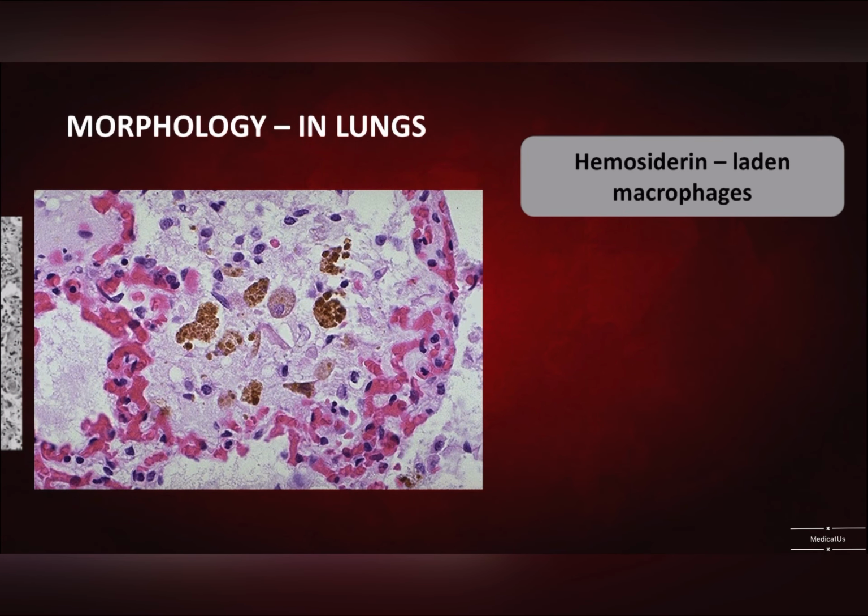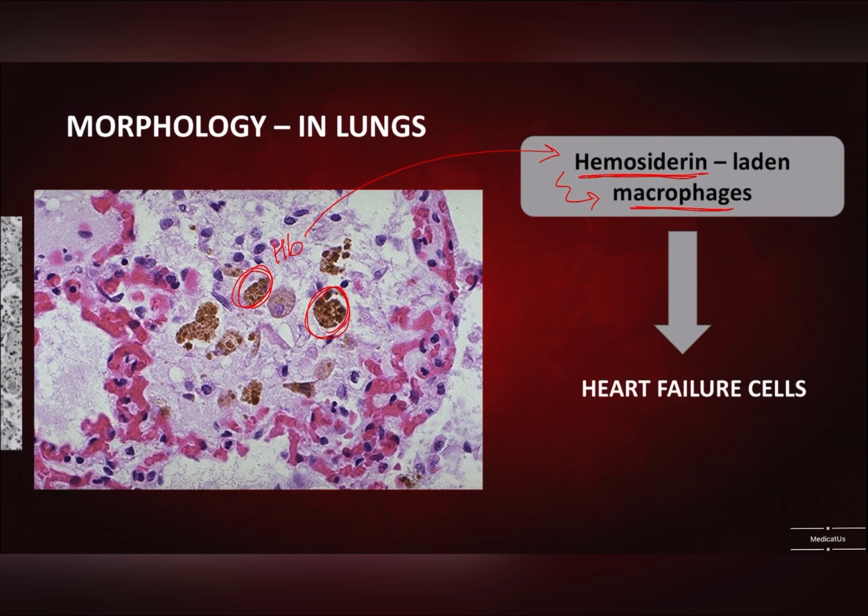In this morphological picture of alveoli, we can notice that there is fluid or blood accumulation, and the hemoglobin released from here will be stored in the form of hemosiderin. This hemosiderin acts as food for macrophages, which will attract the macrophages to the alveoli, called the hemosiderin-laden macrophages, also known as heart failure cells.